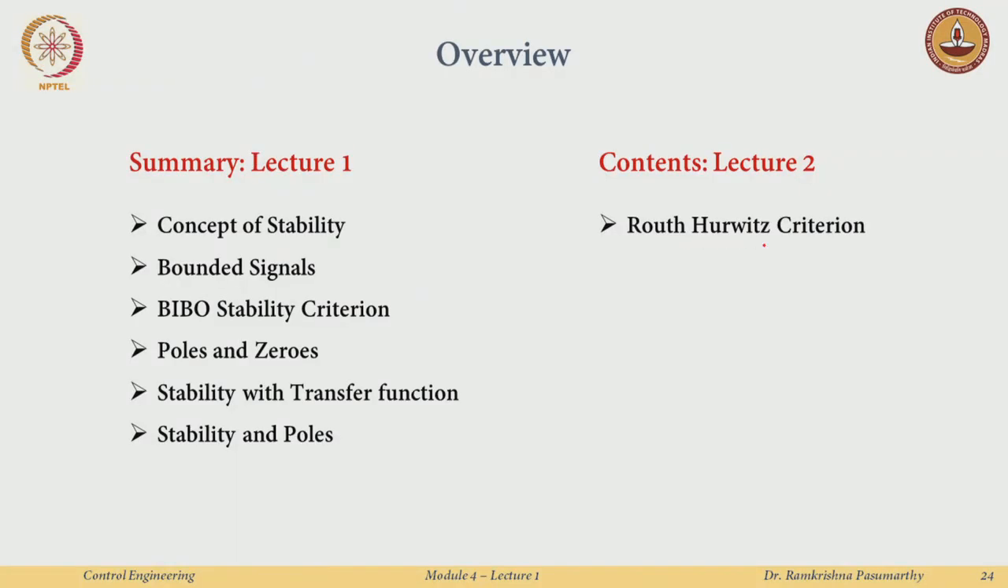Or if there is one in the right half plane, I do not really need to know where he is sitting, right. Even if he is at +1 or +100, it is still unstable. So, we will just try to learn some tricks called the Routh-Hurwitz criterion, which will tell us about stability of a given transfer function. Okay, thank you.